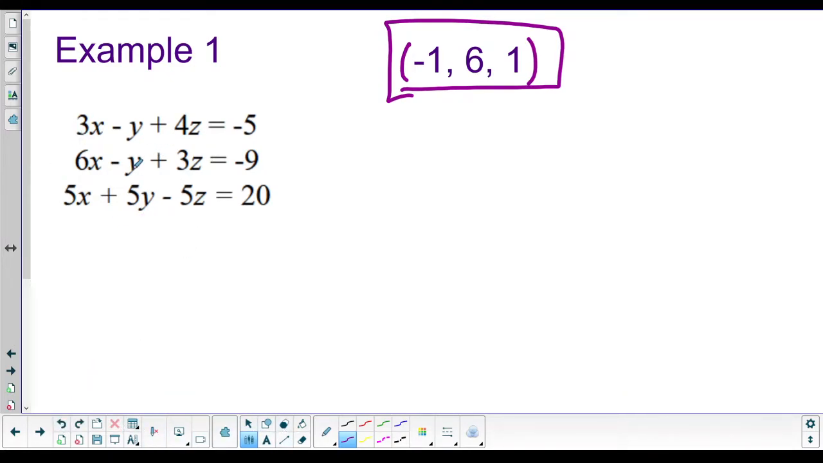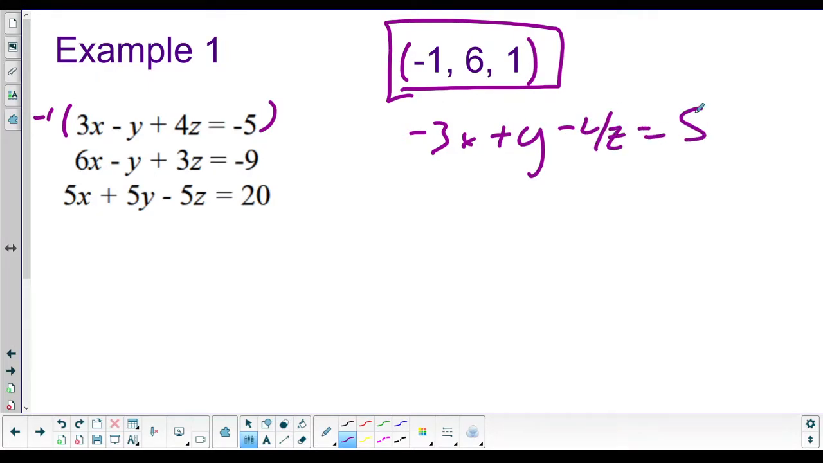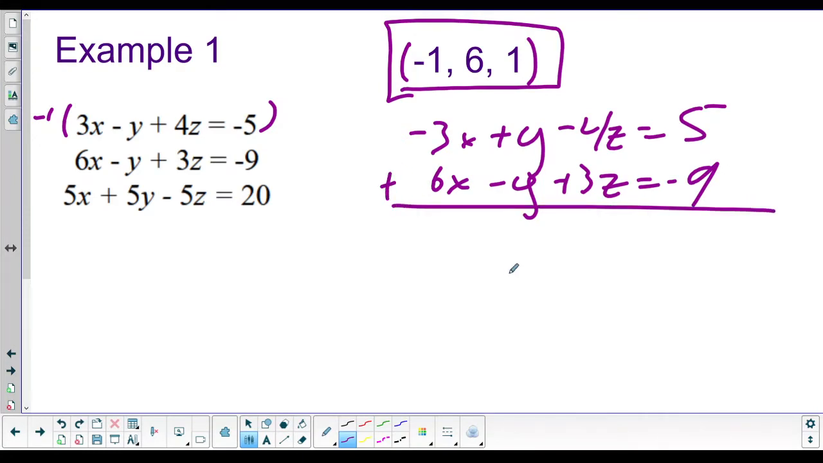I'm going to just multiply the whole top row by -1. That way I can change the sign of this y, so it'll cancel with this one. So we're going to have -3x plus y minus 4z equals +5. I'm going to copy this middle one: 6x minus y plus 3z equals -9. We're going to add them. So this is 3x. The y's cancel just like we want. And this is negative z, or -1z, equals -4.